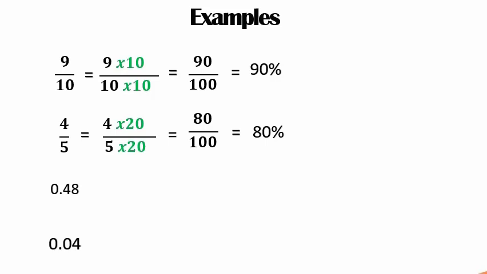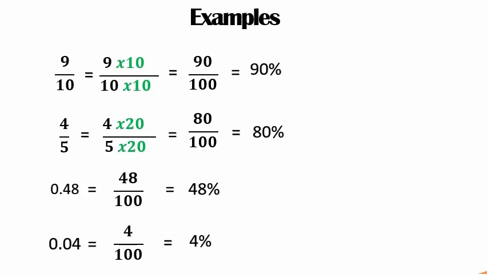48 hundredths. We can write the decimal as a fraction, 48 hundredths, and it is the same as 48%. 4 hundredths. Also we can write the decimal as a fraction, 4 hundredths, and it is the same as 4%.